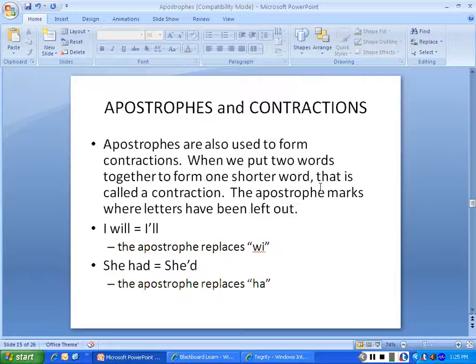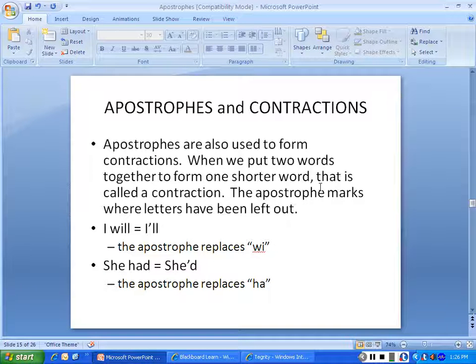Apostrophes are also used to form contractions. When we put two words together to form one shorter word, that's called a contraction. The apostrophe marks are where letters have been left out when we form a new word. Some people explain this by saying that the apostrophe marks where the two words meet, but that can be confusing. I think it's much safer to realize that the apostrophe is replacing missing letters.